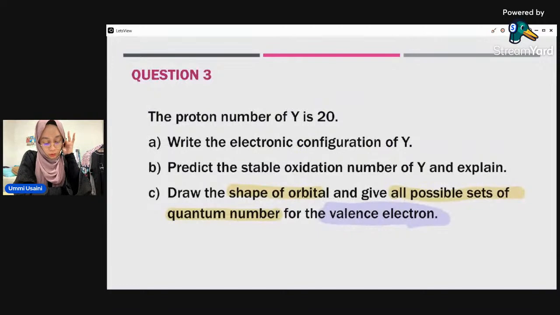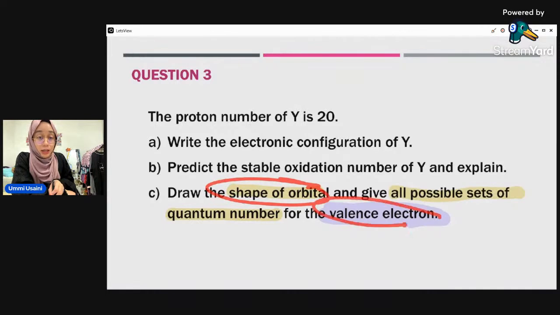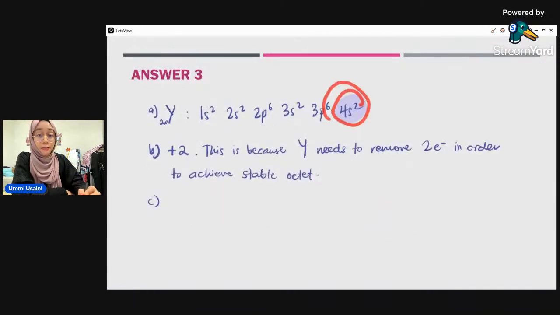C earlier, you were asked to draw the shape of orbital. So the shape of the orbital itself. Okay, let's focus on the shape of orbital first. So you are asked to draw the shape of orbital for the valence electron. So again, as I mentioned earlier, our valence electron is in 4s. So we only have to draw 4s then, okay? So we draw 4s. So 4s is very simple.